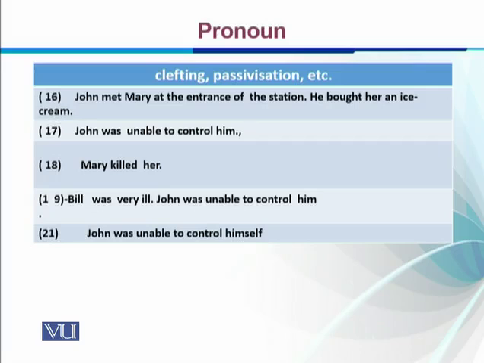Similarly, John was unable to control him. So him refers to some person outside the sentence. Mary killed her. Similarly, her refers to someone outside the sentence. Bill was very ill. John was unable to control him. So him refers to Bill, right? So John was unable to control himself. However, himself is bound within the sentence because it refers to John, right? So in other words, we say that himself and John refer to the same person. They are bound, right? So himself is a reflexive pronoun.